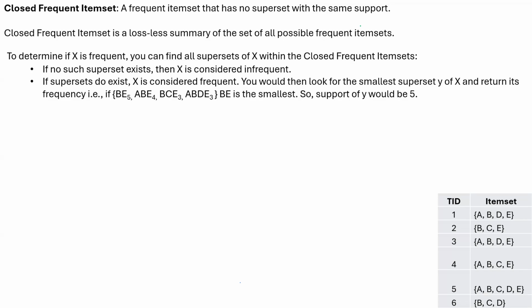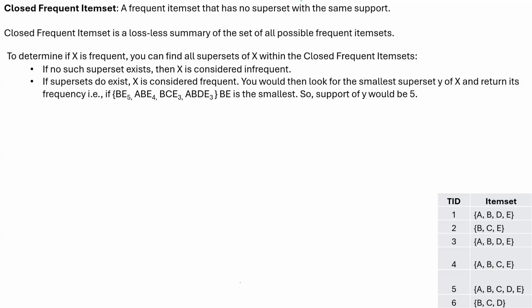Lossless summary means that given an item set, we should be able to say whether it is frequent or not, and also we should be able to exactly say the support of that given item set, right? Then only it becomes lossless. If no such superset exists, let's come back to that later. Let's find out what are called closed frequent item sets.